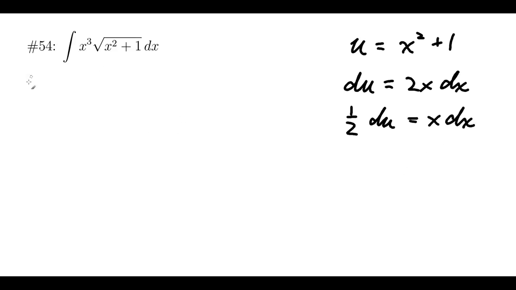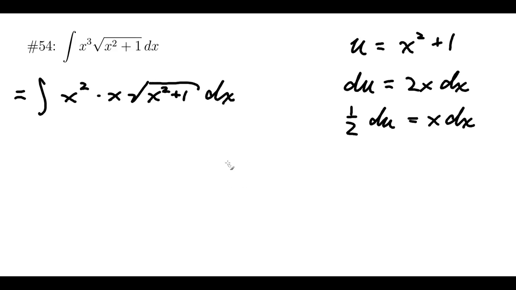Instead of x, we have x cubed, right? So let me separate things a little bit. X cubed is equal to x squared times x, right? Now the x squared plus 1 is equal to u. We can substitute that. X dx together is 1/2 du, but that doesn't account for the x squared yet. But we can do something similar as before.